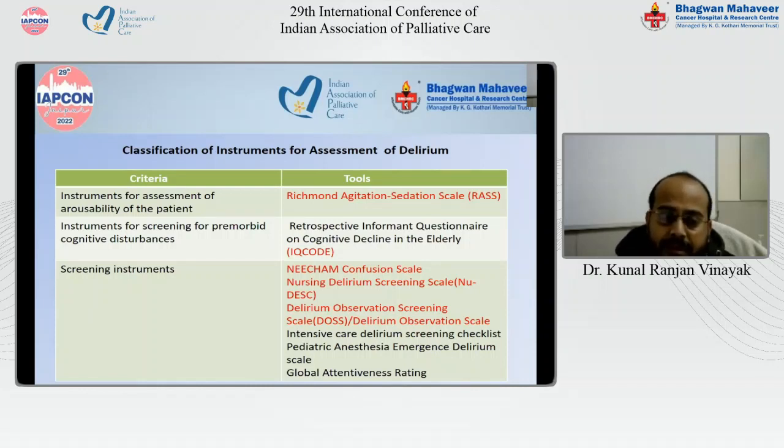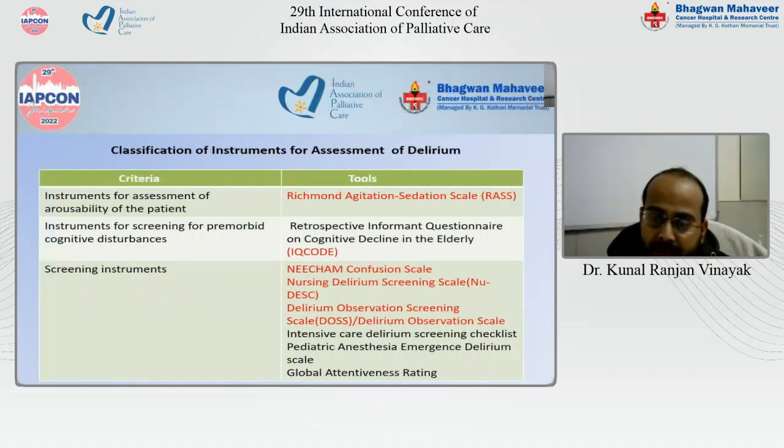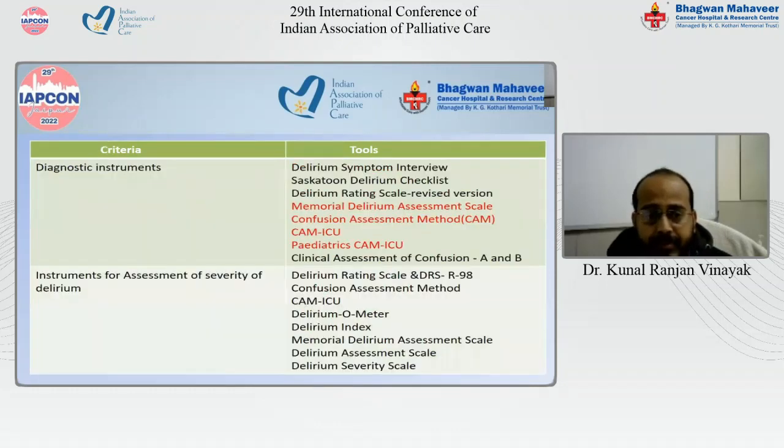That is, instruments for assessment of irritability of the patient: Richmond Agitation Sedation Scale, RASS. Instrument for screening for premorbid cognitive disturbances: IQCODE, that is, Informant Questionnaire on Cognitive Decline in the Elderly. Then there are screening instruments, which include NEECHAM Confusion Scale, Nursing Delirium Screening Scale, Delirium Observation Screening Scale, or even CAM can be used, to name a few.